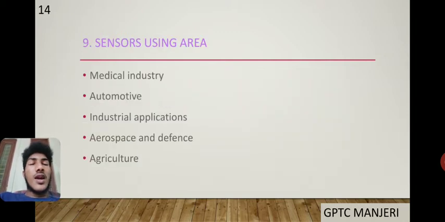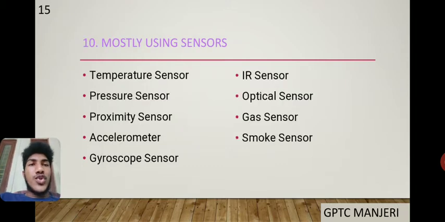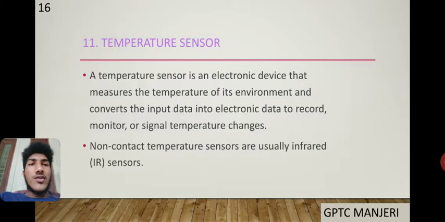Sensor usage areas. Sensors are mostly used in medical industries, automotives, industrial applications, aerospace and defense, and agricultural areas. These are the sensors mostly used. We will discuss each one in detail. First, we are going to discuss the temperature sensor.